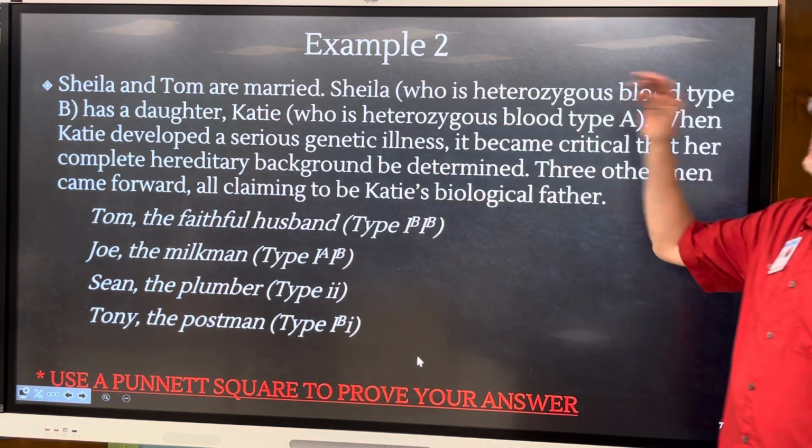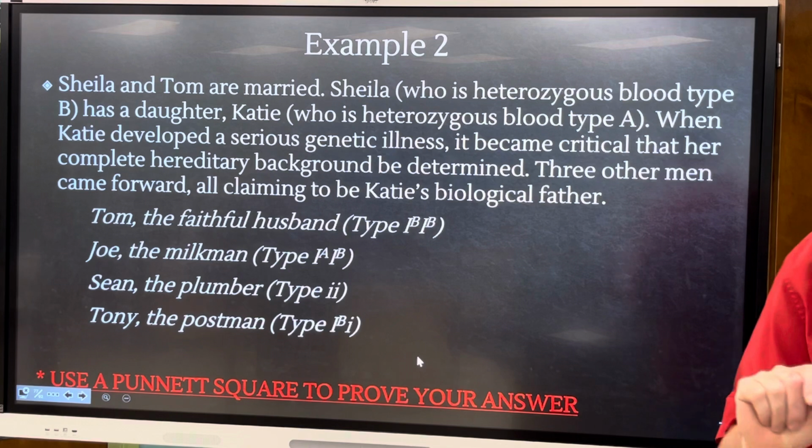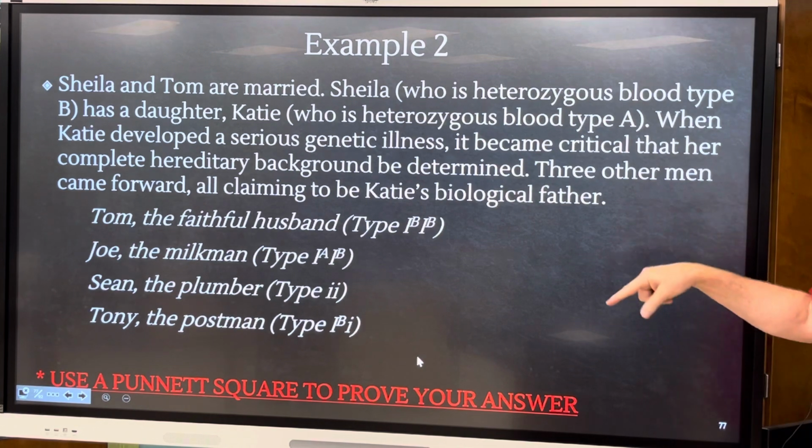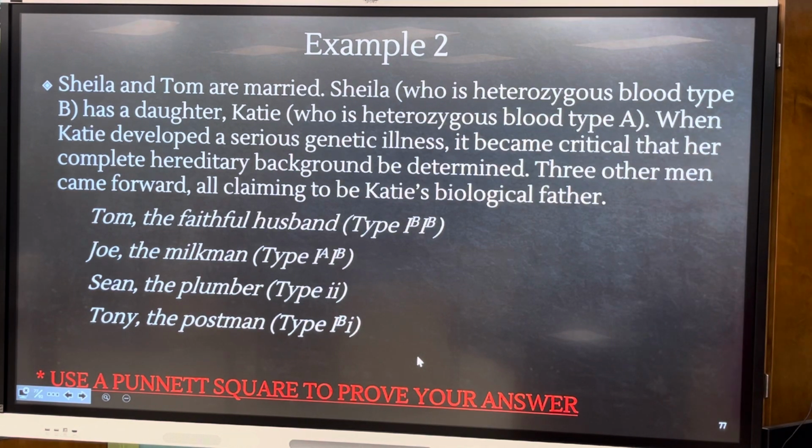So Sheila and Tom are married. Right in your notes. You can read along in your notes. Sheila, who is heterozygous blood type B, has a daughter, Katie, who is heterozygous blood type A. When Katie developed a serious genetic illness, it became critical that her complete hereditary background be determined. So 3 other men came forward, all claiming to be Katie's biological father.